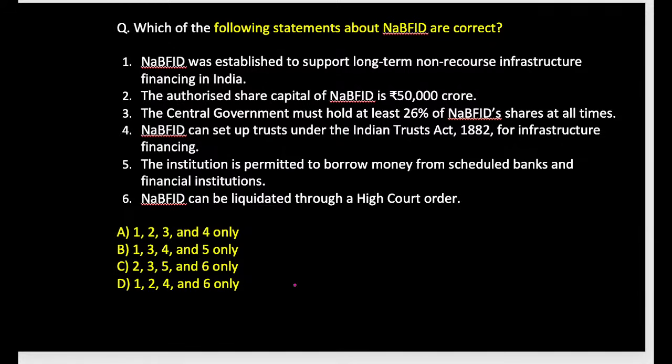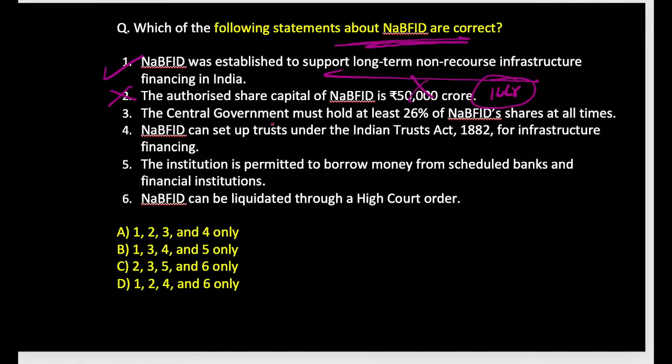So the next question is about NaBFID. We have to find out the correct statement. NaBFID was established to support long-term, non-recourse infrastructure financing. 100% true. Authorized capital was how much? 1 lakh crore rupees. We started with this one.